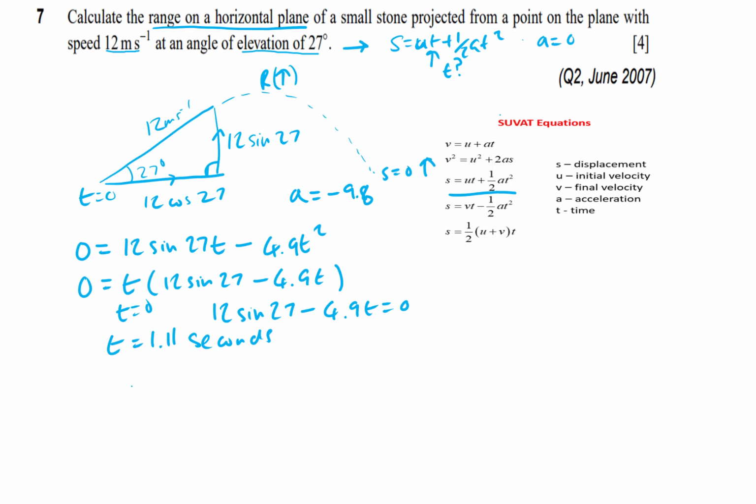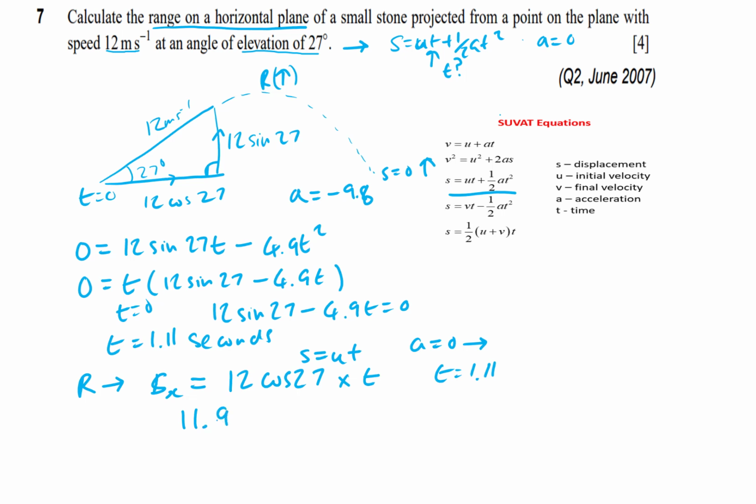So now we can resolve horizontally. Now resolve horizontally, which we can then use, I don't know, let's say SX, as in the horizontal plane, as an x-axis, use a different letter, or you could arguably just use S again. That's going to equal 12 cos 27 times your t from before, remember, because we're going to get S equals ut, because a equals zero in this direction, and we have our t equals 1.11. So we're going to get the distance, or displacement, equals 11.9 meters.